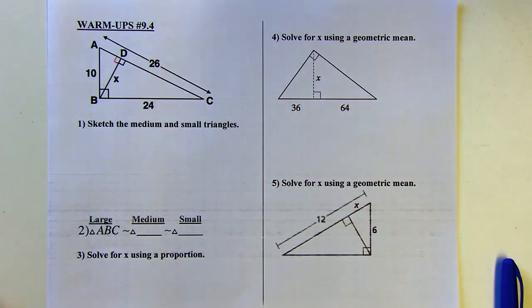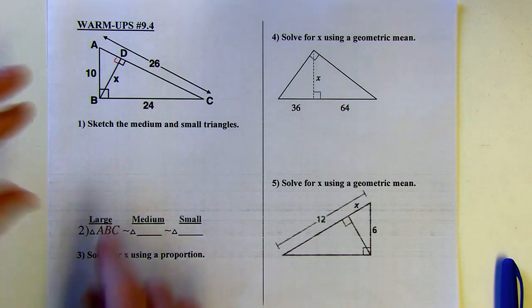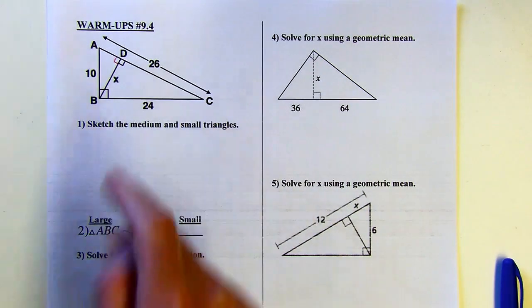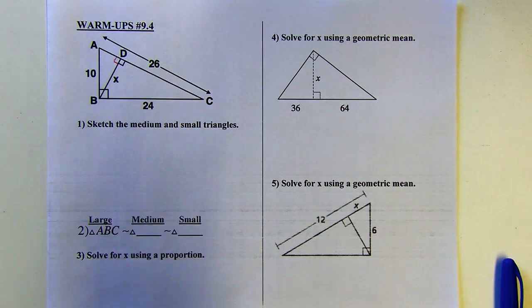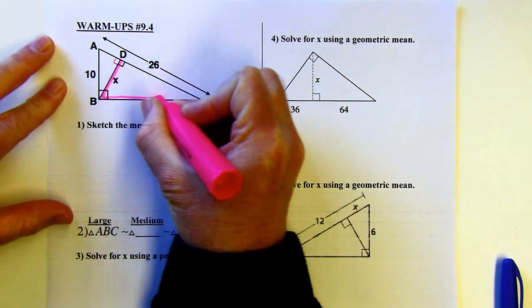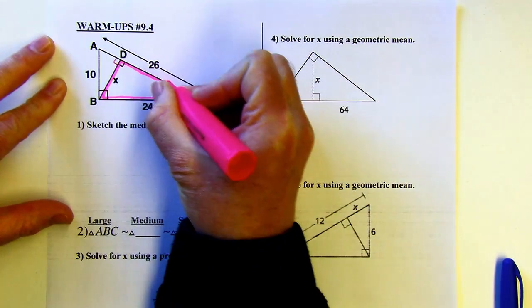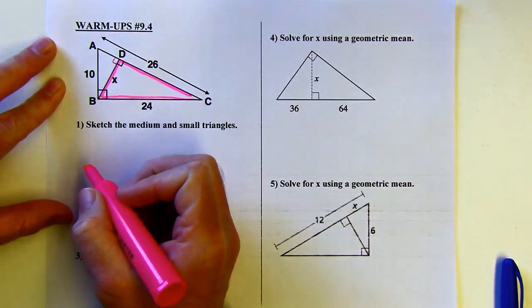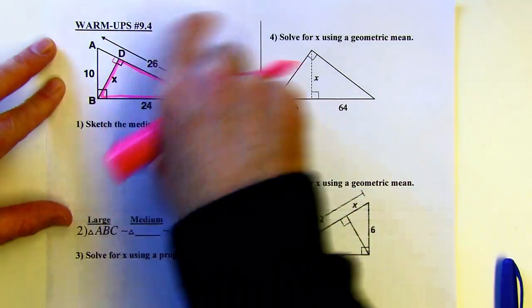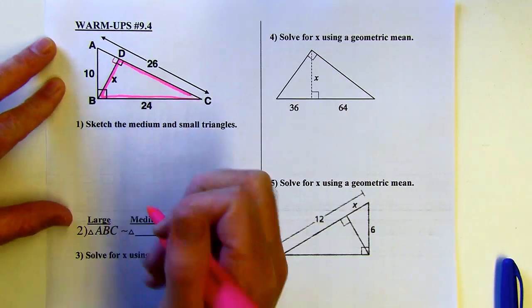Okay, so first it says sketch the medium and small triangle. So the large triangle, that's the big one here, I've already got that sketched. I'm going to sketch the medium one first, and I'll just color code this a little bit. I'm talking about this one here. I'm going to draw it down here, but I'm also going to flip it around so that it's turned around the same direction as the large triangle.